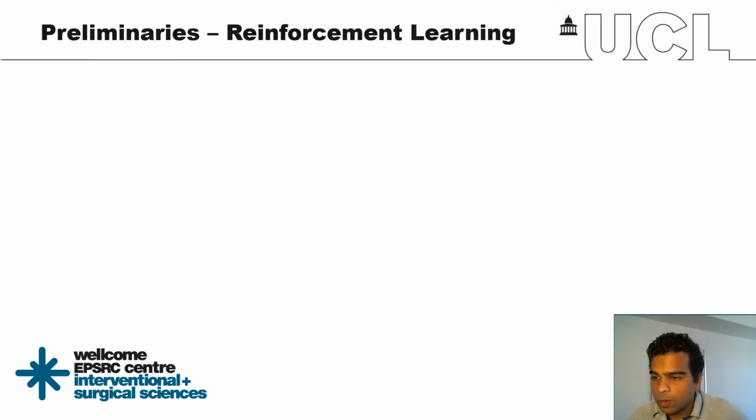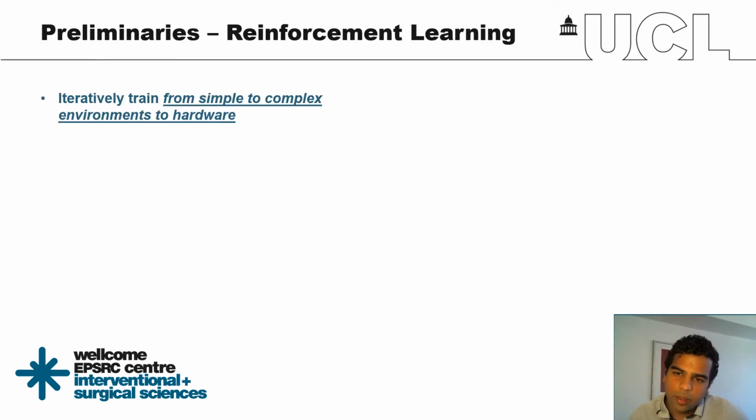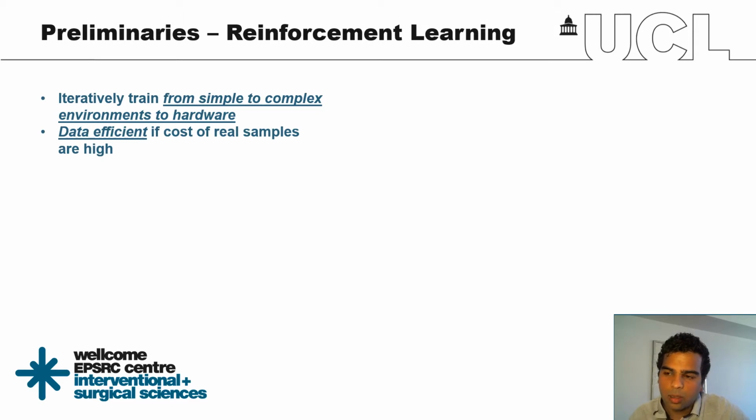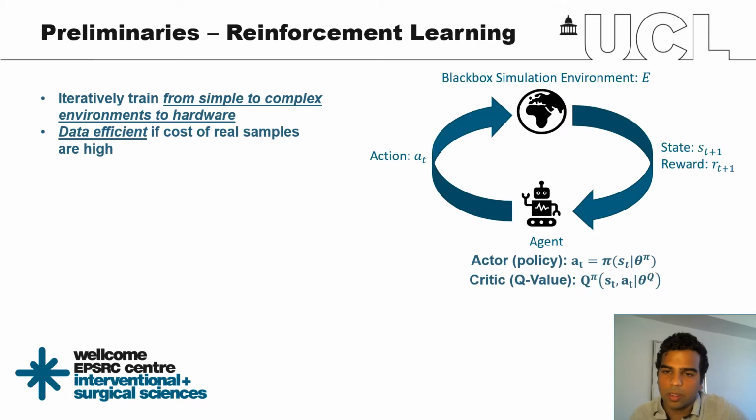So going over reinforcement learning, one of the benefits is that we can iteratively go from simple environments to complex environments and then eventually to hardware environments with things like sim to real and transfer learning. And so this can be data efficient if the cost of collecting real hardware samples is expensive.